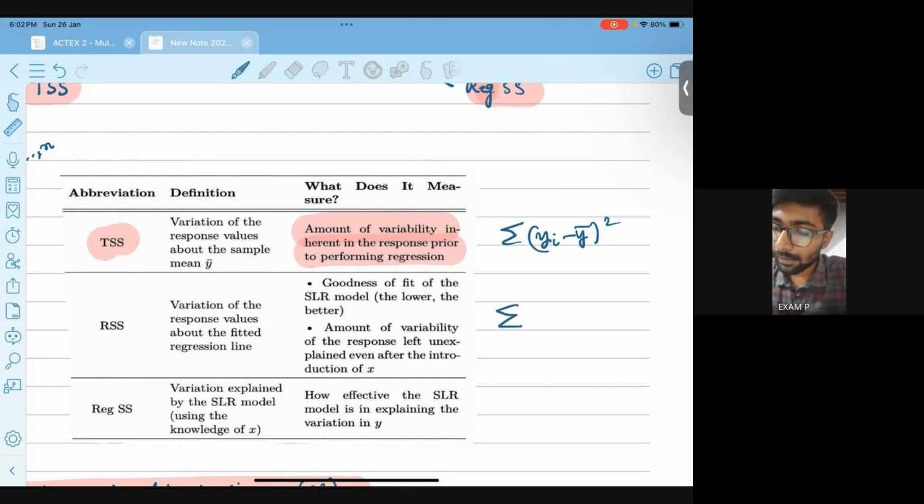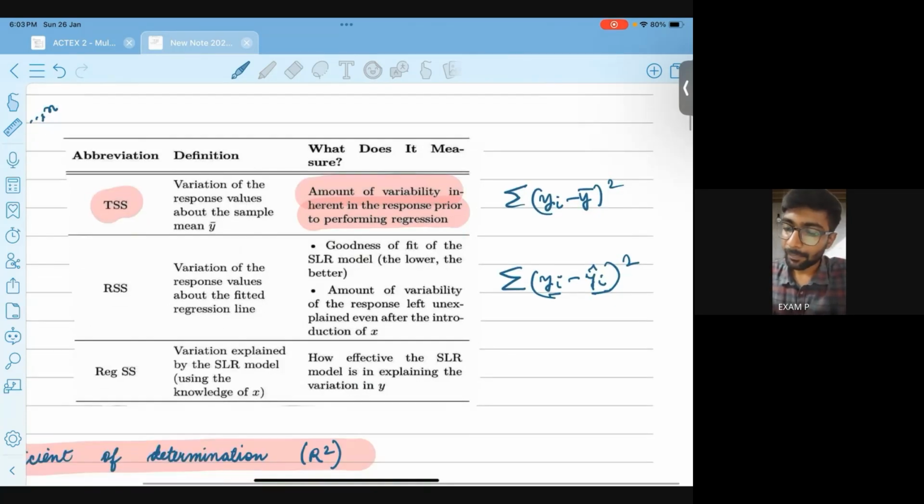What is RSS? RSS is just the summation of (yi minus yi hat) whole square. Here yi is the actual value and yi hat is the predicted value of yi. And what is regression sum of squares? That is the sum of (yi hat minus y bar) whole square. This is what is regression sum of squares.